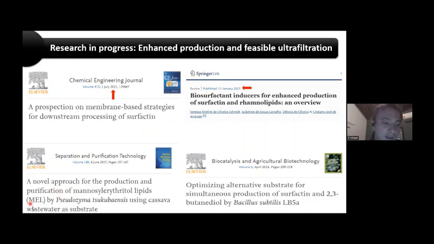This is also a quite nice publication. It's a glycolipid, but the process is basically the same. You use cassava water as a low-cost culture medium, and this one is the simultaneous production of surfactant and one flavor, 2,3-butanediol.